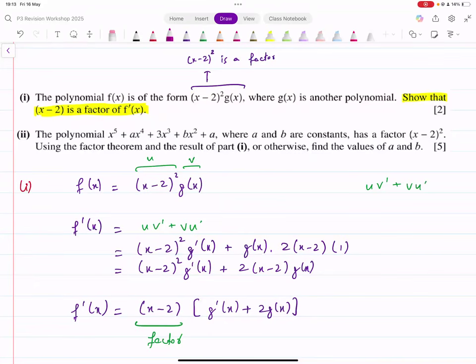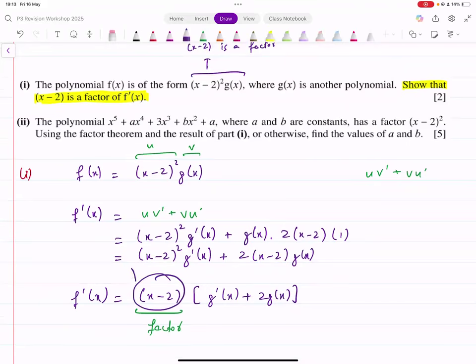Alternatively, we could take x minus 2 common here. Both of these terms have x minus 2. We could take that common outside and then say, since it's common outside, it's multiplying with the whole thing, this is a factor of this polynomial, x minus 2 is a factor.